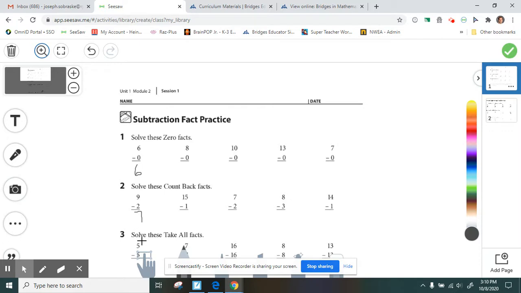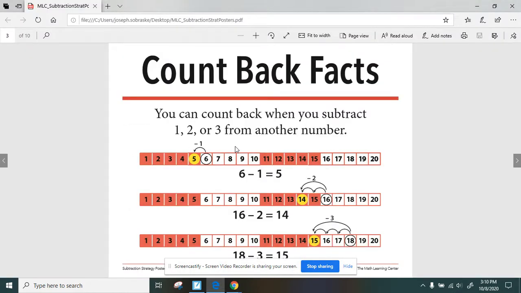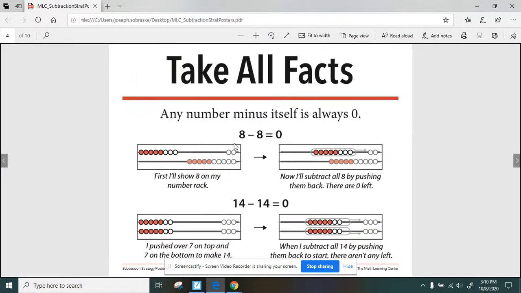Solve the take all facts. Now remember, take all facts is any number minus itself is always 0. So 8 minus 8 is going to be 0. All right. So if you think about it on a number rack, show 8 and then get rid of the 8. Right. You're going to have 0.